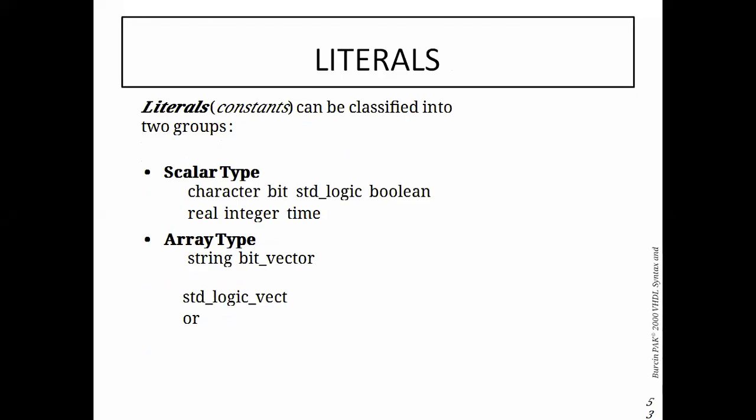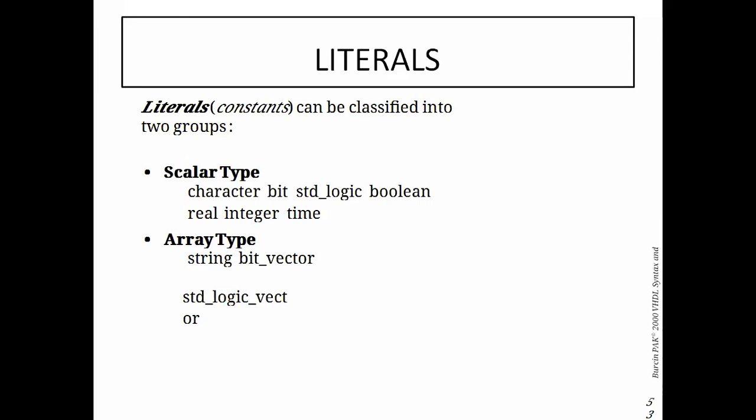So what is meant by literals? So basically these literals can be treated as constants. या लिटरललाच तुम्ही काय म्हणू शकता, कॉन्स्टंट. पण कॉन्स्टंटचे कुठले दोन प्रकार आहेत, फर्स्ट इज अ स्केलर टाइप and second one is an array type. What comes under this scalar type literals or scalar type operand? So basically any character, bit, standard logic, boolean, real, integer type. These data types you can use as scalar type operands in VHDL.